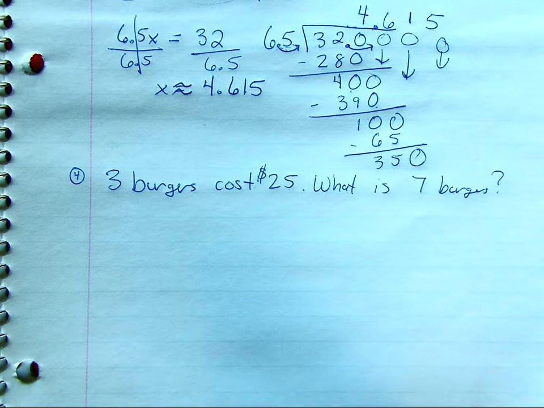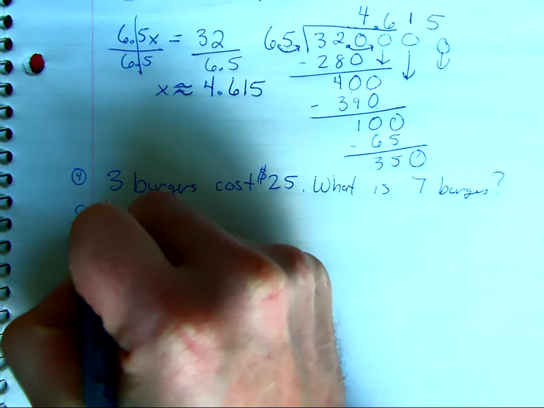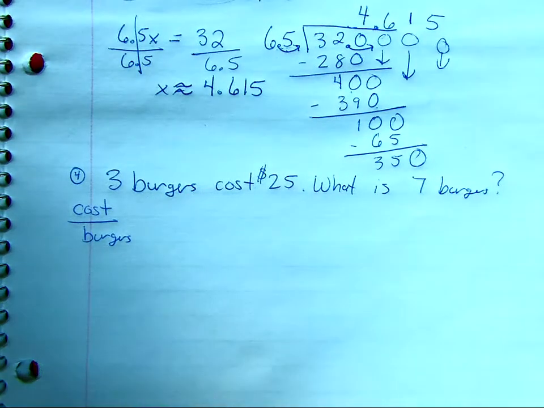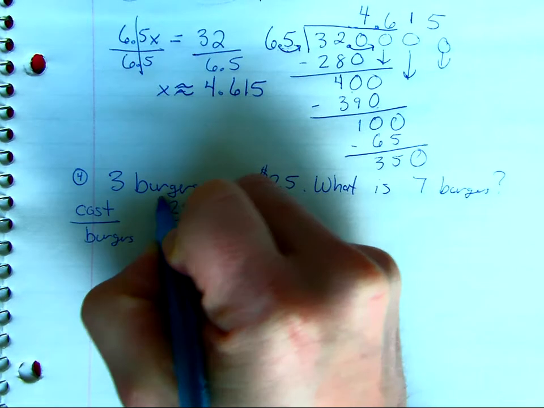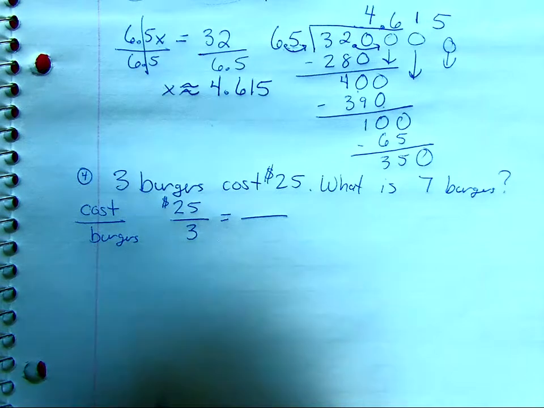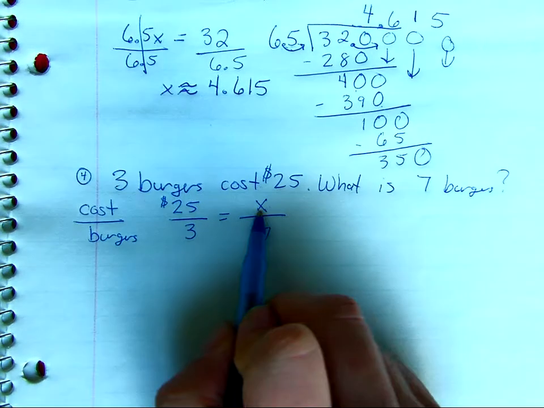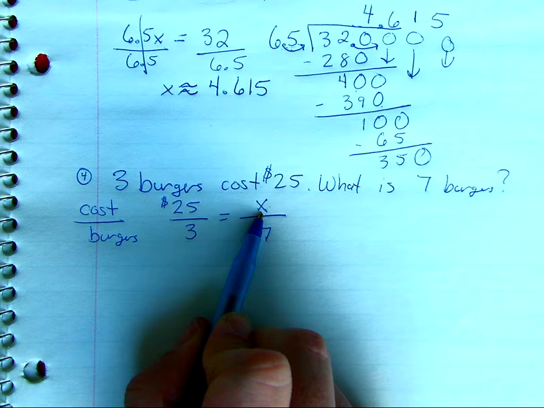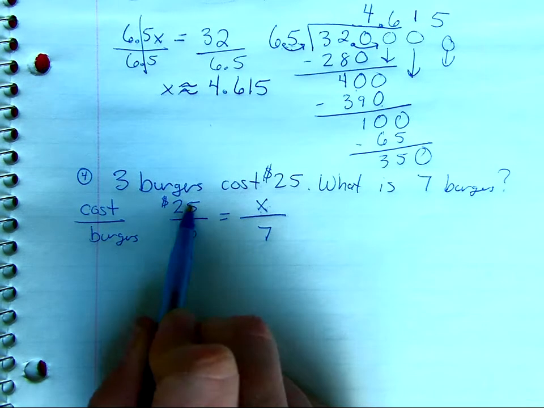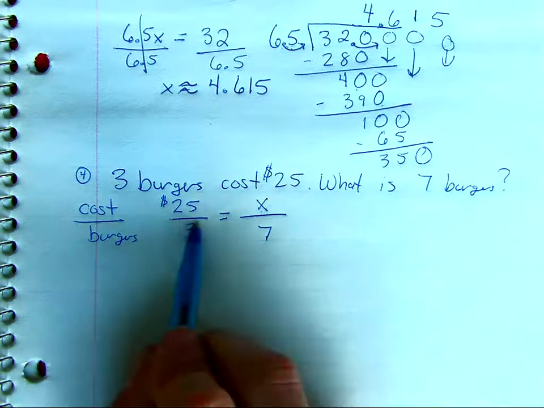Now, when I'm setting up a proportion, I have to be organized with my information, okay? What I mean is I need the cost and the burgers to be lined up with each other. So the cost is $25 for 3 burgers. That has to equal, I don't know how much it costs for 7 burgers, so I'm going to put the X there. What I don't know is a cost, so that's going to be an X. Burgers, well, 3 burgers goes with 25, 7 burgers goes with an unknown amount right now. So this is how you'd set it up.